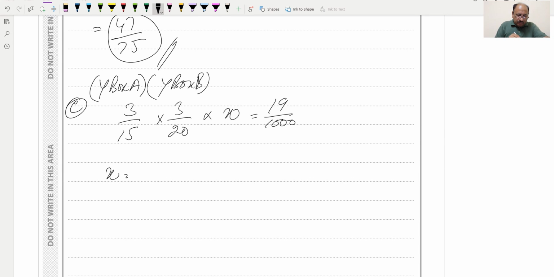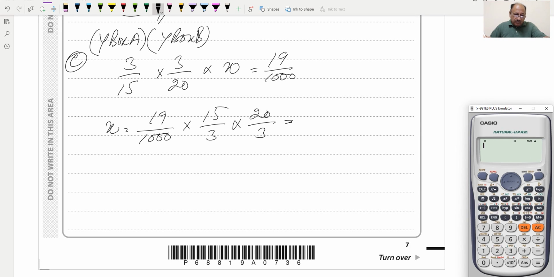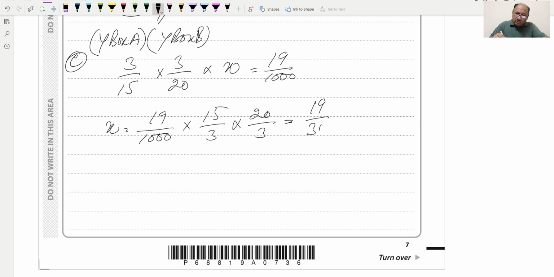So X will be equal to 19 over 1000, multiplied by 15 over 3 into 20, the reciprocal when it is shifted to the other side. We can solve this, and this will be 19 over 1000 times 15 over 3 multiplied by 20 over 3, which is equal to 19 over 30.